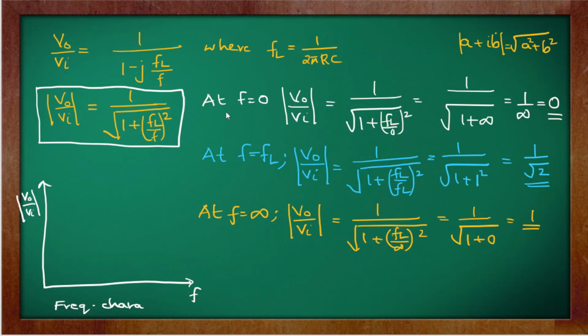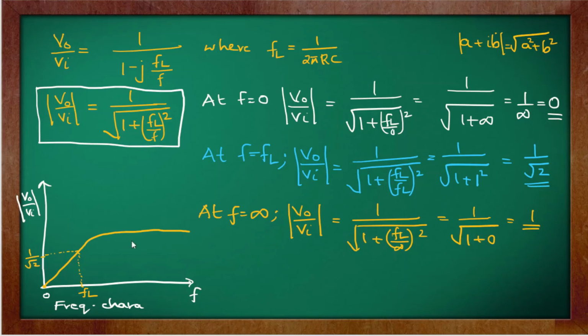Let us plot these three conditions. What happens at f equal to 0? At f equal to 0, the magnitude is 0 only. What happens at f equal to FL? Let this be FL. At f equal to FL, you will get somewhere 1 by root 2. So it will increase like this and goes like this. At f equal to FL, the magnitude becomes 1 by root 2.